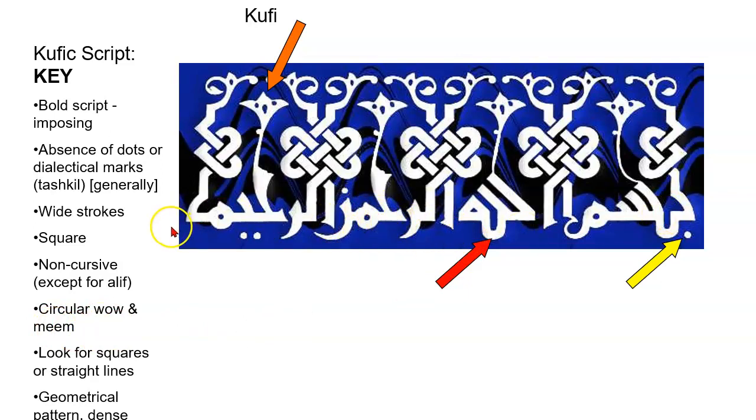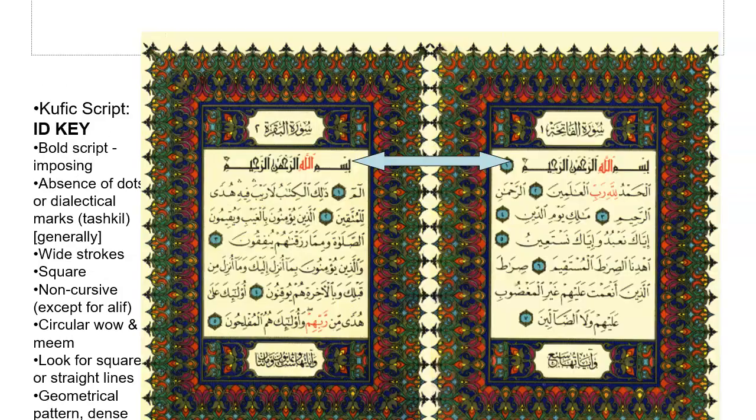Okay, wide strokes, square, non-cursive, a circular wow and meme, we talked about that, circular right there, but it's that bold script. The pen is not being utilized as ribbons or waves or thick and thin. You don't see that thick and thin. You see a bold script basically, like a marker that you have written with. All right, I'm going to go into the next one, and you'll see the difference when I say thick and thin or bold script.